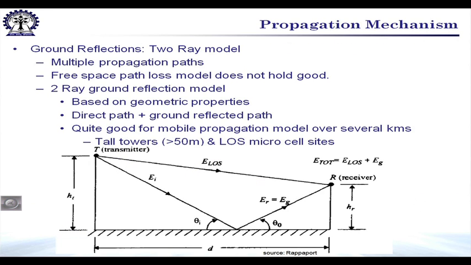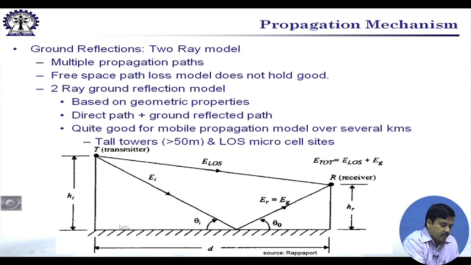So, this is the famous two-ray model, and it has two rays. Basically, one direct line of sight and one reflected, and it is assumed that this separation distance is very large compared to the height of the transmitter and the receiver. So, there is a transmitting antenna height and a receiving antenna height.